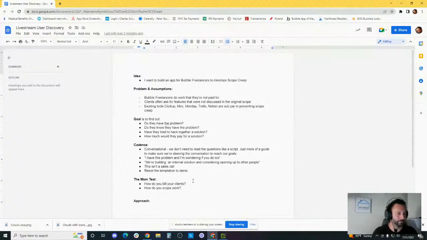But if you're trying to estimate a project from start to finish, like I'm going to build this Bubble Freelancer scope creep tool, and I'm trying to get a sense of how long it's going to take, it's going to be very difficult to do.